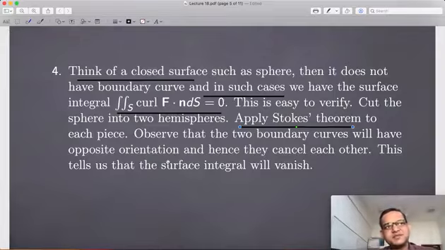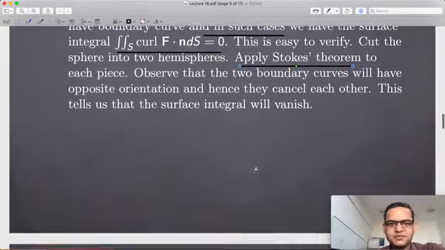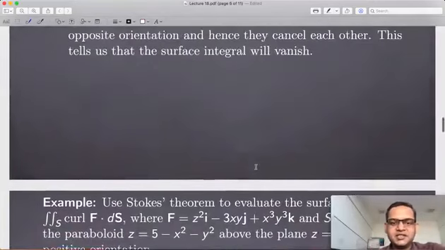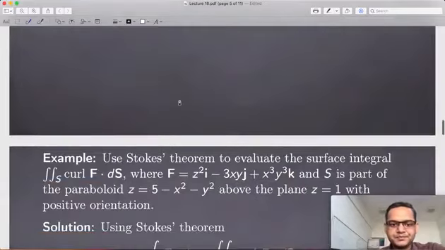This is something which we had done during our study of Green's theorem. So then the net result is just going to be 0, because there's going to be one thing with positive sign, and one with the opposite sign, so they will cancel each other. So this is where you have to be careful, that if the surface is closed, then you can easily conclude that the surface integral of the curl, this is the normal component, is 0.